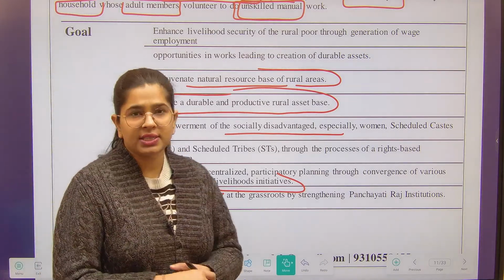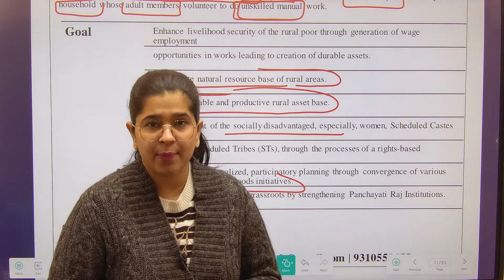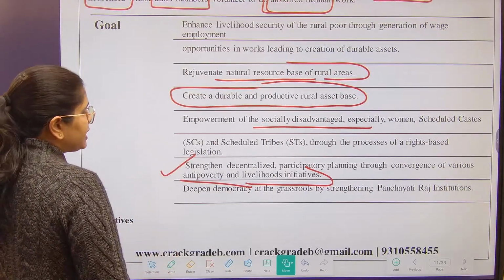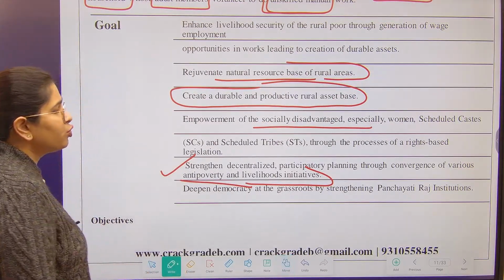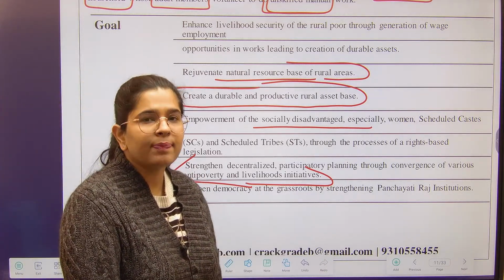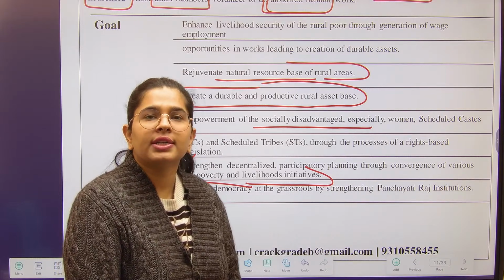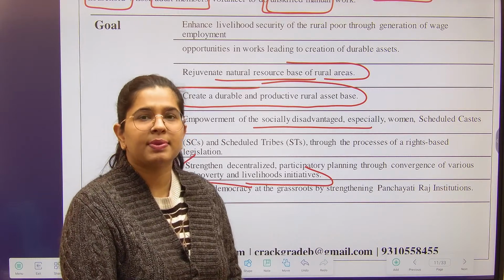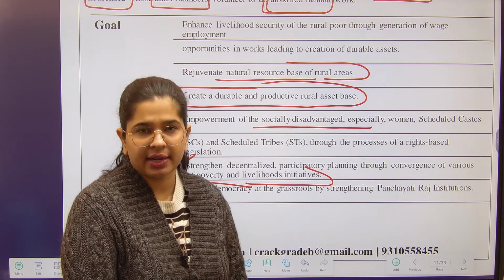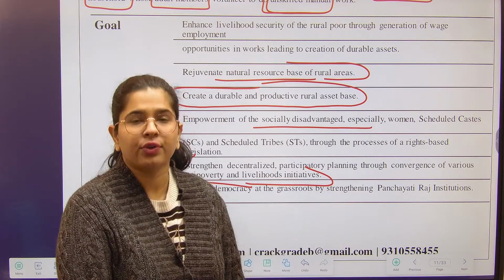How we are going to achieve these objectives, we will see as we move forward with our provisions. But let me tell you the last one. The last one is to deepen democracy at the grassroots by strengthening Panchayati Raj institutions. So there is a concept of social audit over here. The concept of social audit says that whatever work has been performed by you, let the society check it. How society checks this, that also we are going to discuss.